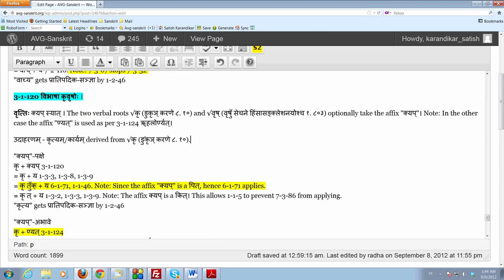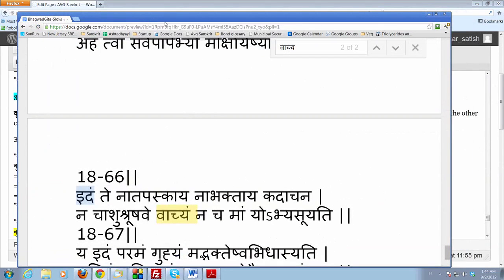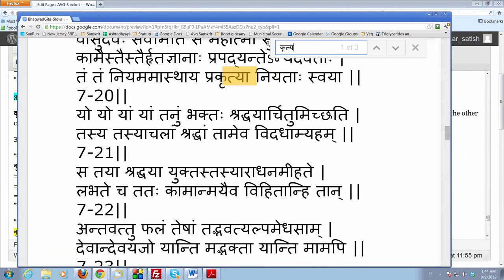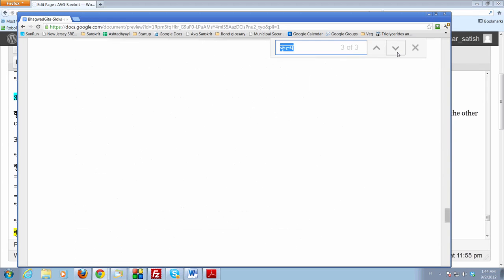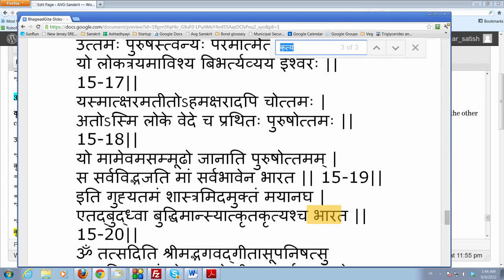Derivations are all very simple. If you take the dhatu kru, of course, very famous dhatu, krityam and karyam. Both these forms are found in the Bhagavad Gita. It comes in fact in chapter 15 of the Gita, right? Kritakrityascha bharata. Krityaha. So here it comes in the last verse of chapter 15. Kritakrityascha bharata. One who has done what is to be done.